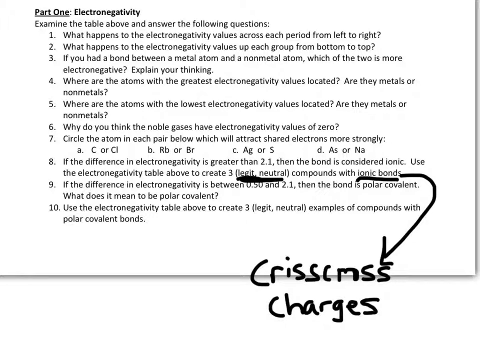On the other hand, you're also going to be using electronegativity values to put together covalent compounds. So number 10, for example, says use the electronegativity table above to create 3 legit neutral examples of compounds with polar covalent bonds. Covalent means that you must use Lewis dot structures.